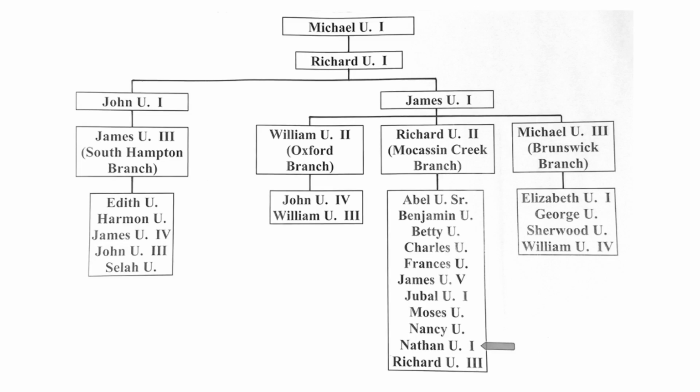Let's go to the colonial Upchurch chart for the family in America, which covers the first 5 generations, and make sure we understand how he fits into the family. You see the chart here with the blue arrow pointing to Nathan Upchurch I, along with his siblings listed there, and showing that he is a son of Richard Upchurch II, head of the Moccasin Creek branch of the family, and that he is a great-great-grandson of Michael Upchurch I.